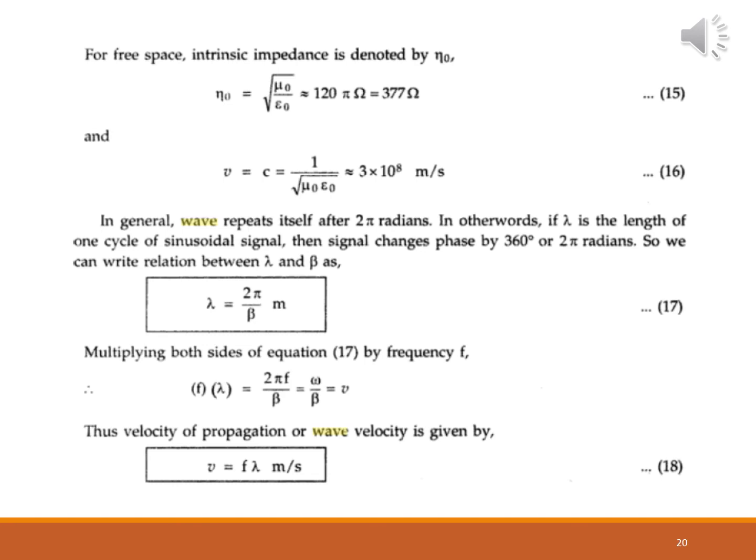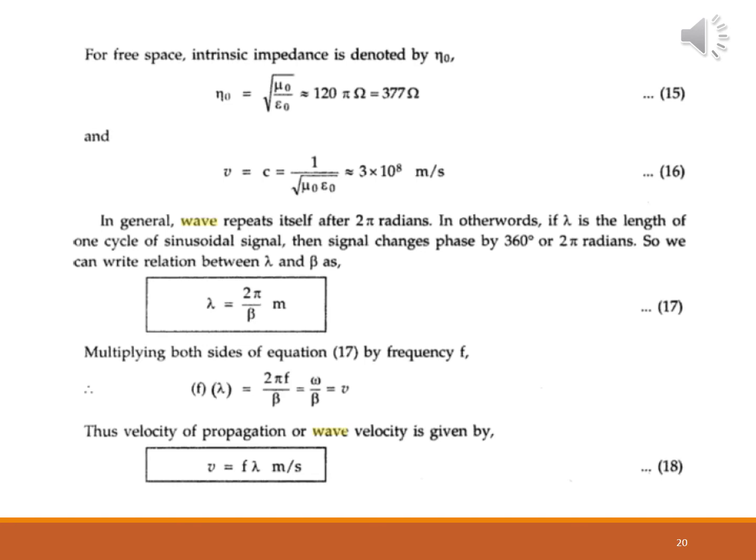Now the next constant is about the length of a wave, which is given by lambda, the wavelength. It is the length of one cycle of the sinusoidal signal. If lambda is the length of one cycle, then the signal changes phase by 360 degrees or 2 pi radians.